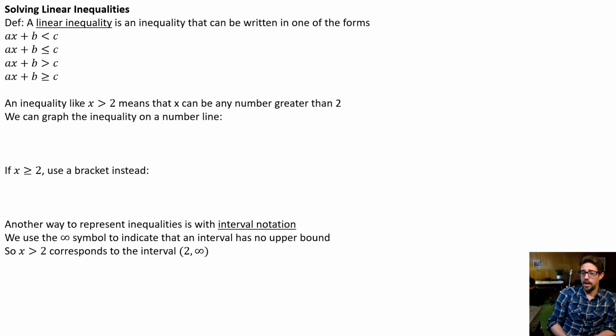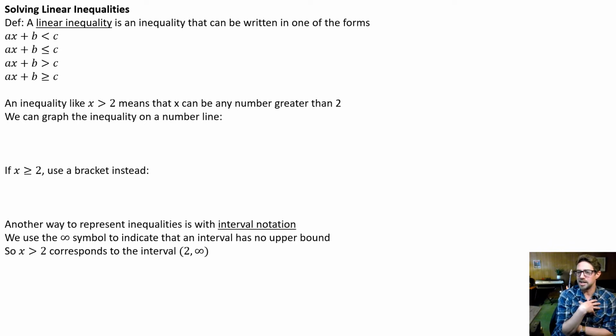X being strictly greater than 2 corresponds to the interval (2, infinity), both of those with curvy parentheses, not square brackets. So the curvy parenthesis around the 2 means that x isn't allowed to be 2. It's allowed to be 2.01, but not 2. The parenthesis around infinity indicates to me that you know that infinity is not a number.